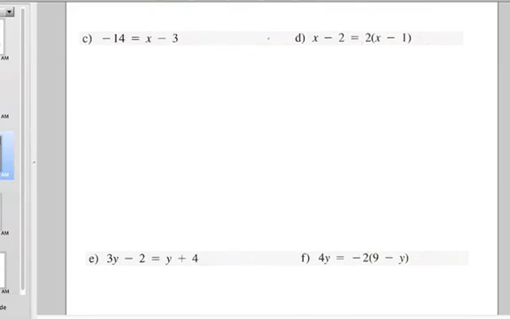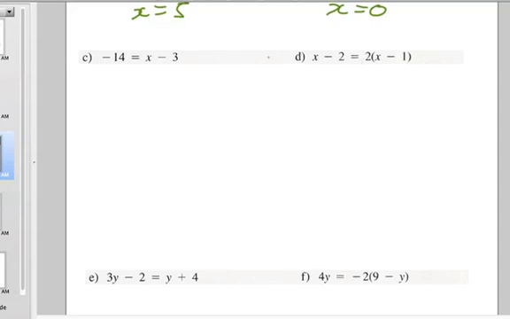So the next one, we're going to add 3 to both sides of the equation here. So plus 3, plus 3. So we end up then with x is equal to negative 11.